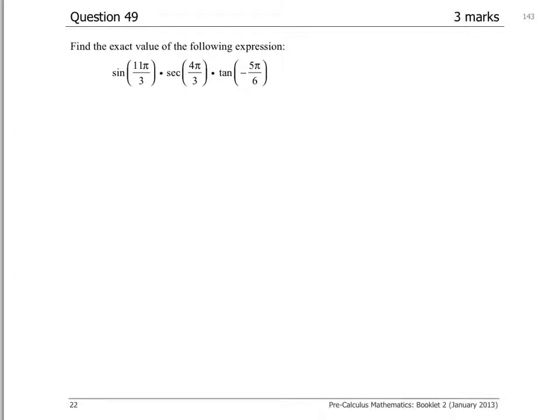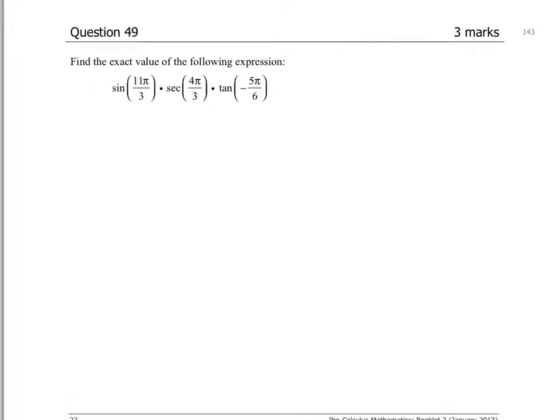Question 49. Find the exact value of the following expression. Sine of 11 pi over 3 times secant of 4 pi over 3 times tan of minus 5 pi over 6. So there's two things that we want to be mindful of when we do this question.